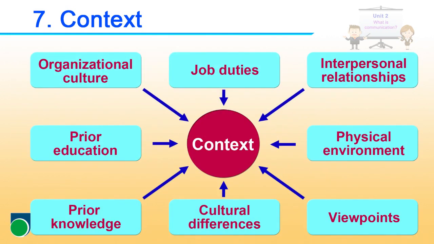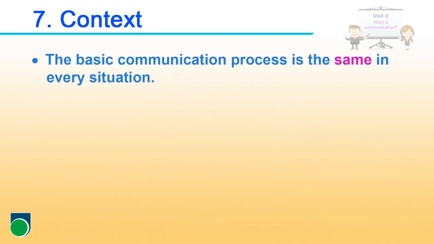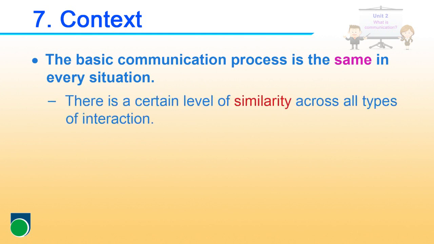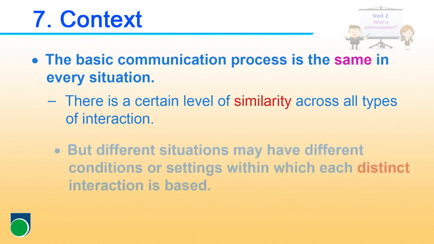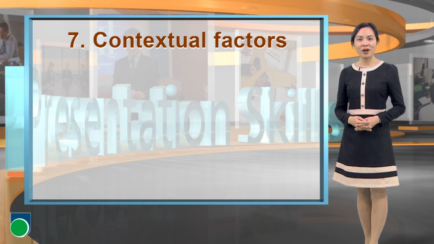This diagram summarizes some of the elements that can contribute to the context of the senders and receivers in business communication. The basic communication process is the same in every situation, and there is a certain level of similarity across all types of interaction. However, different situations may have different conditions or settings within which each distinct interaction is based. The following factors may affect the communication process.